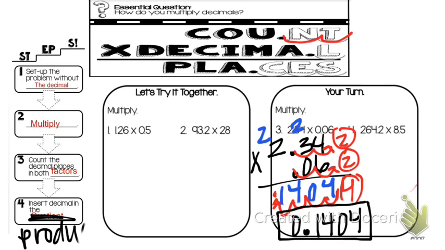Now go ahead and pause your video and solve for problem number 4. Problem number 4, I know the decimals can be hard to see. It should be 264.2 times 8.5. So go ahead, pause the video, and work that one out.